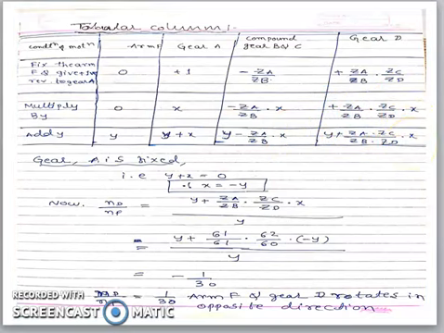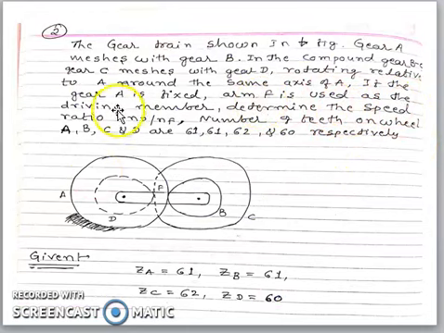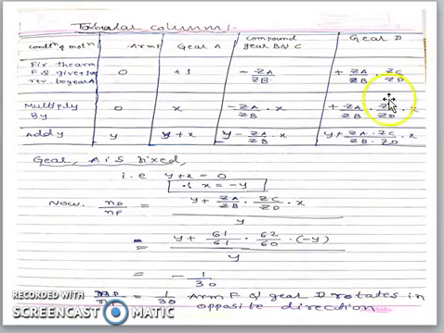Now what is asked? He asked to determine the speed ratio of ND by NF, that is the speed of gear D divided by the speed of arm F. So for gear A fixed, Y plus X equal to 0. Therefore X equal to minus Y. Now ND is what? The speed of gear D. The speed of gear D is Y plus ZA by ZB, ZC by ZD into X.